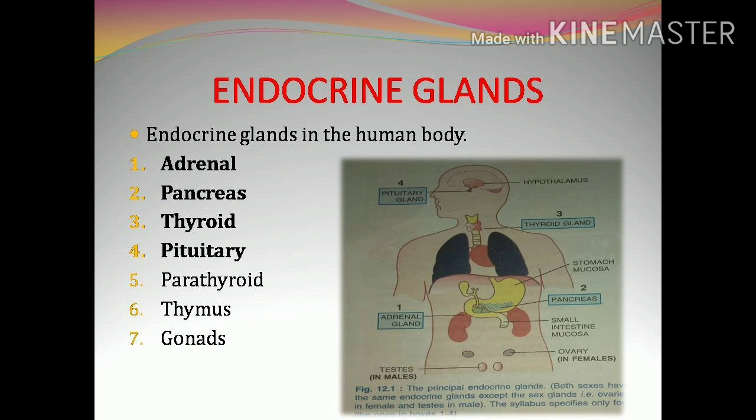And gonads, in that we can see the testes, located in the male body, and ovaries, located in the female body. So these are the endocrine glands which are present in our body, and their main function is they secrete the hormones.